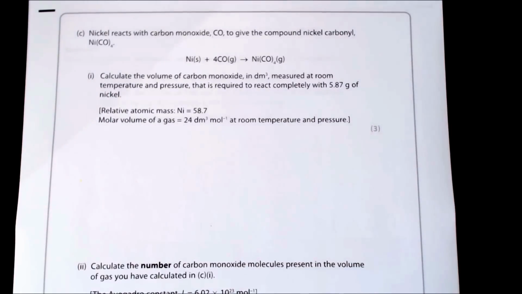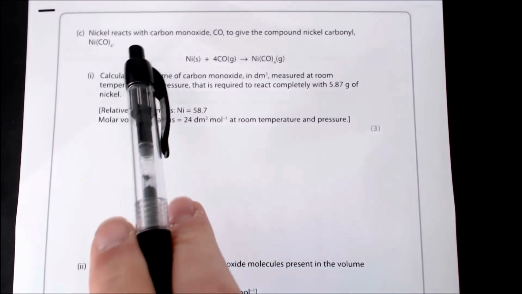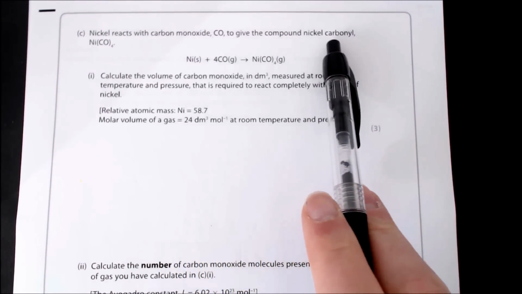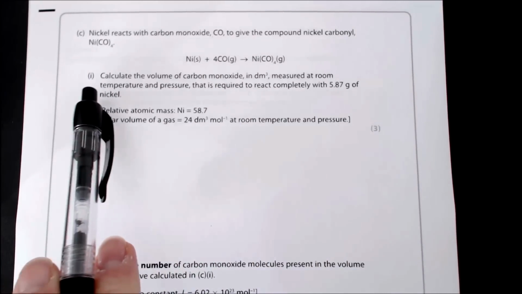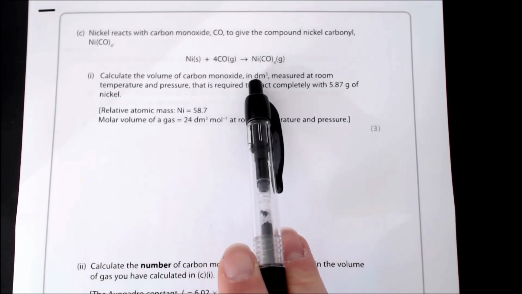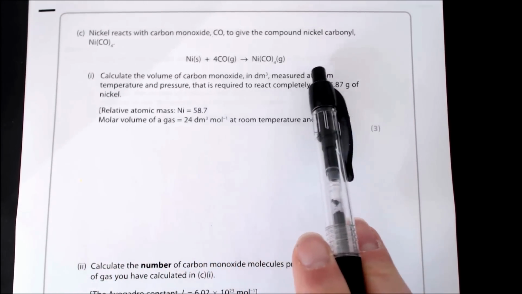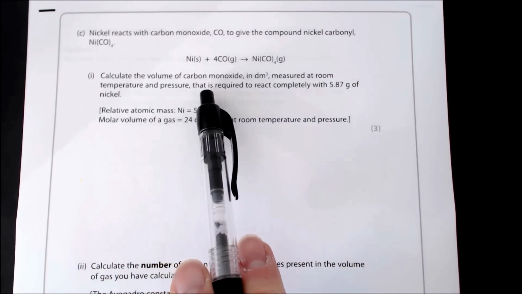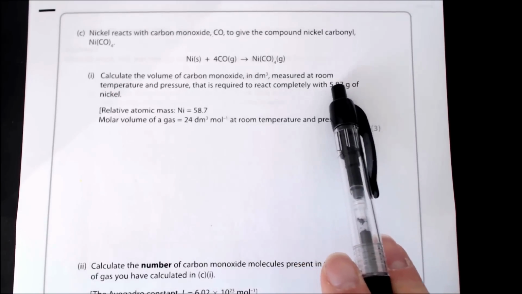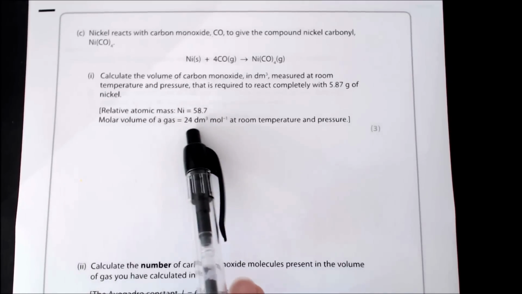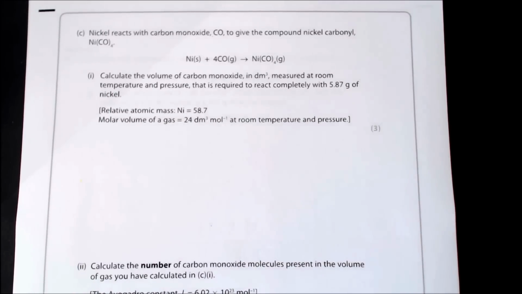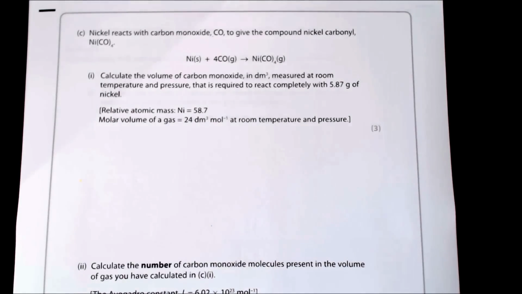Alright, so this is part C. And it says nickel reacts with carbon monoxide, CO, to give a compound nickel carbonyl, Ni(CO)4. And there's our equation there. Calculate the volume of carbon monoxide in decimeters cubed measured at room temperature and pressure that is required to react completely with 5.87 grams of nickel, given the relative atomic mass, and the molar volume of gas as well at room temperature and pressure, which is 24 decimeters cubed.